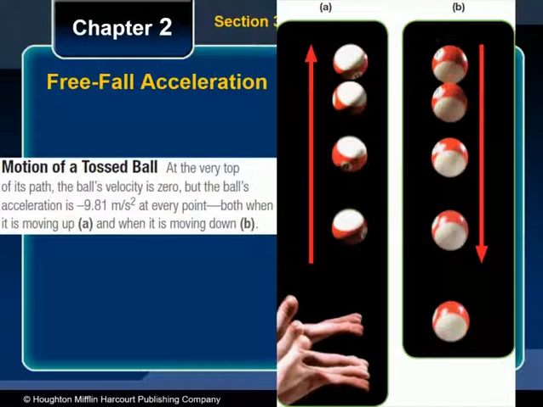After 1.0 seconds, meaning delta t is equal to 1.0 seconds, the ball's velocity will change by negative 9.81 meters per second to 0.69 meters per second upward. After 2.0 seconds, meaning delta t is equal to 2.0 seconds, the ball's velocity will again change by negative 9.81 meters per second to negative 9.12 meters per second.